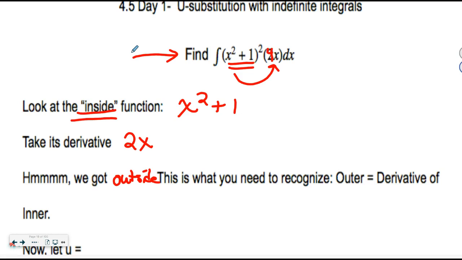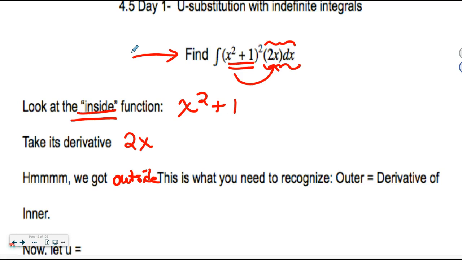See what I mean? So the derivative has to be, this stuff over here has to be a multiple or exactly the derivative of the inside function. If it's not, some other technique has to be applied to integrate it. Or maybe you can't find it. There are functions that have no antiderivatives. All right, so are you good with that?